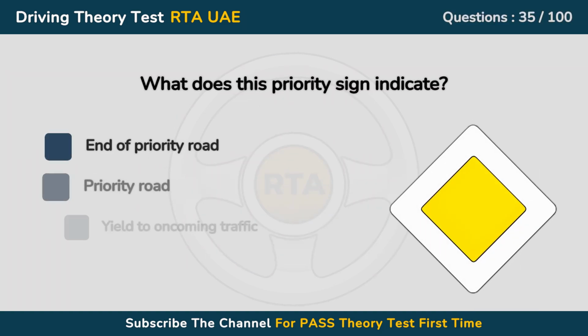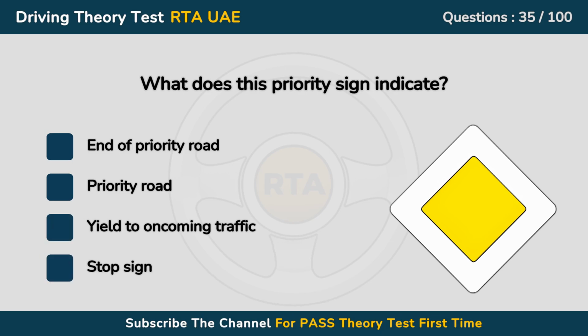Question 35. What does this priority sign indicate? A. End of priority road. B. Priority road. C. Yield to oncoming traffic. D. Stop sign.